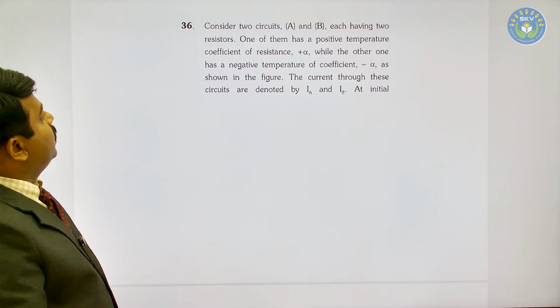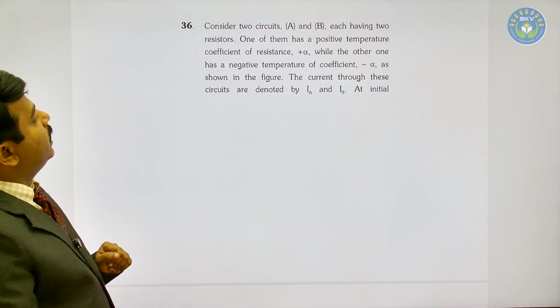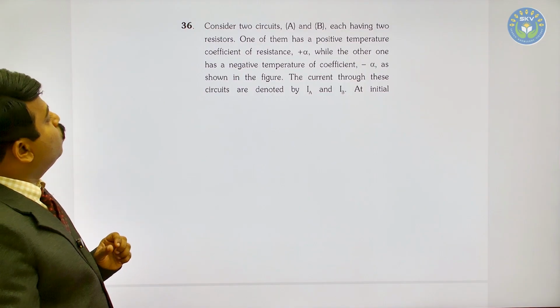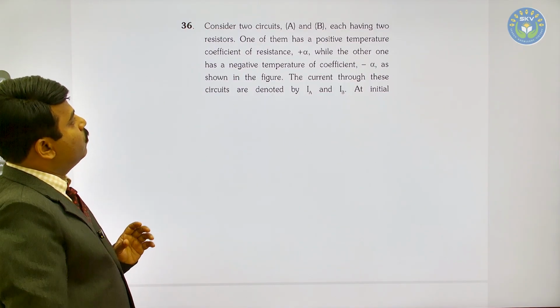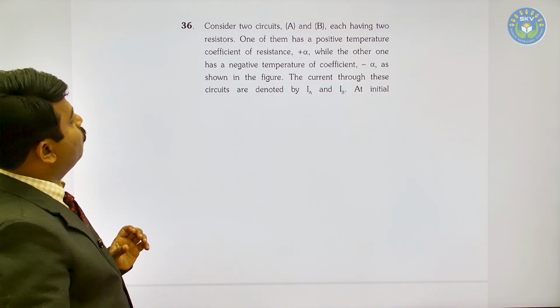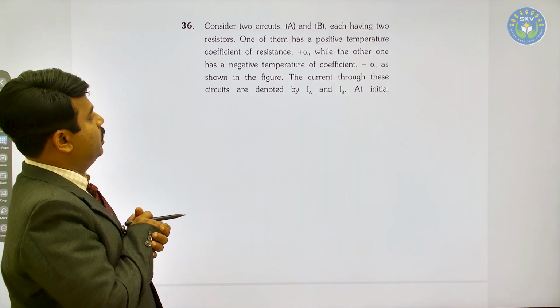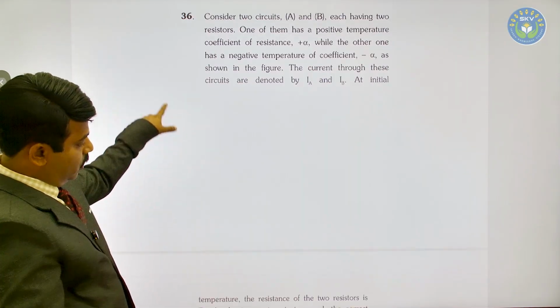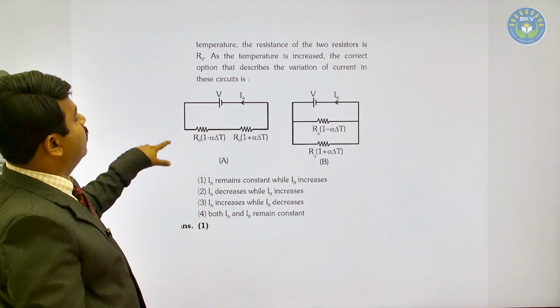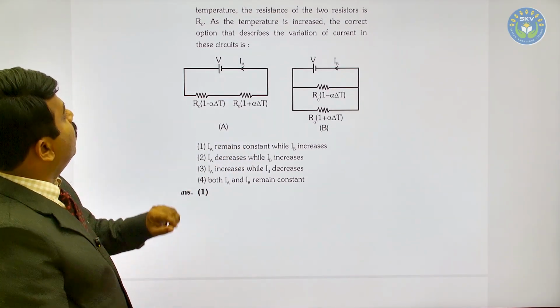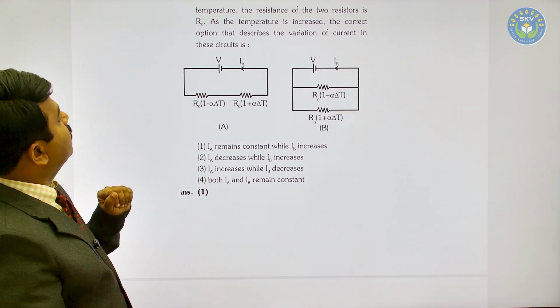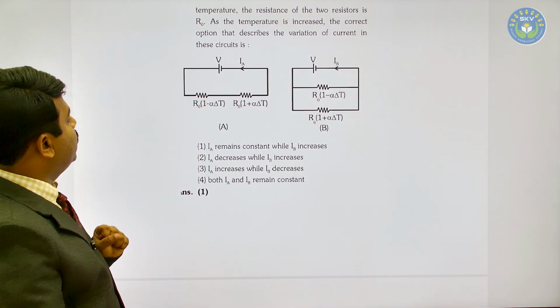Question number 36. Consider two circuits A and B, each having two resistors. One of them has a positive temperature coefficient of resistance, the other a negative temperature coefficient of resistance, as shown in the figure. So let us see the next page. This is the figure. Now, as the temperature increases, what describes the variation of current?